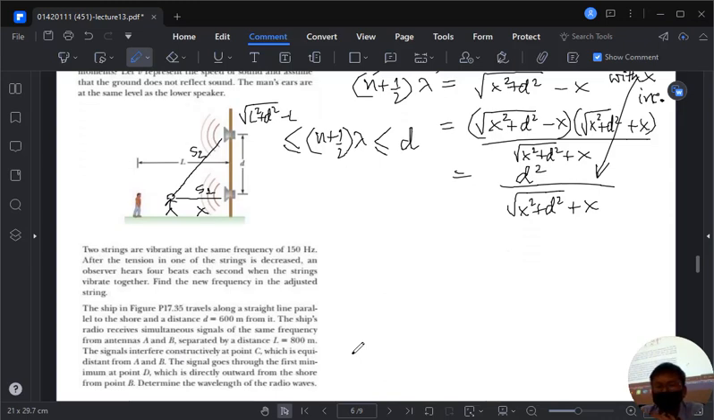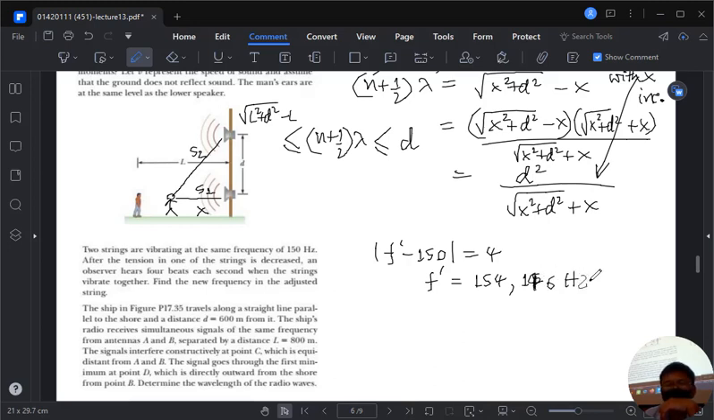Okay, two strings vibrating at the same frequency. After the tension in one of the strings is decreased, the observer hears 4 beats each second. So F minus 150 is 4. Okay, so F prime is equal to 154 or 146 hertz. So which one?